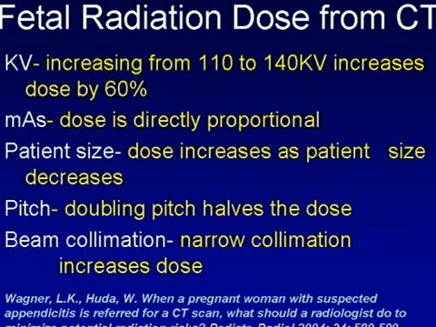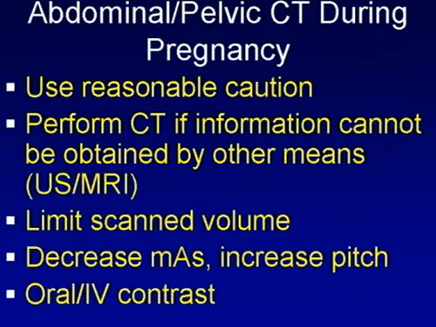If you increase the MAS, the dose to the fetus will increase in a directly proportional fashion. Patient size also comes into consideration here. The dose will increase as the patient size decreases. Pitch, if you double the pitch, that halves the dose. And if you use a narrower beam collimation, that will also increase the dose. So these are some of the parameters that we can think about modifying if we find ourselves having to perform a CT of the abdomen and pelvis in a pregnant patient.